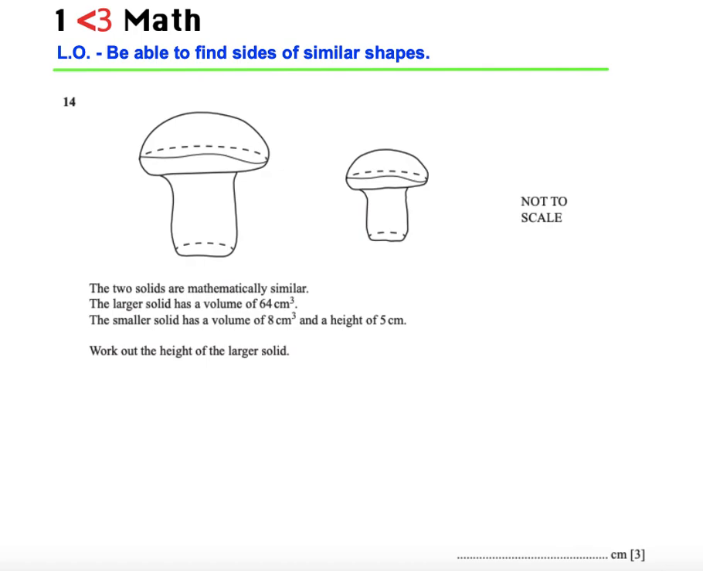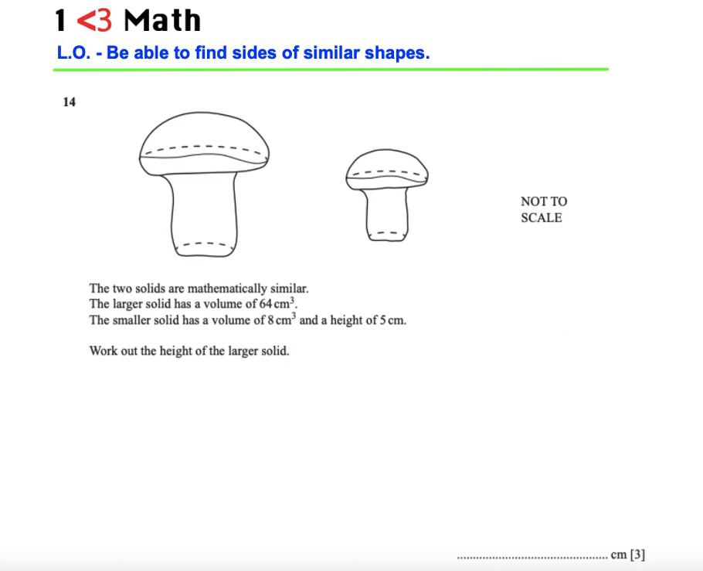The learning objective of this video is to be able to find sides of similar shapes. And we've got an exam question taken from an IGCSE extended paper, and it involves two solids which look a bit like mushrooms, which are mathematically similar. The largest solid has a volume of 64 centimeters cubed. The smaller solid has a volume of 8 centimeters cubed and a height of 5 centimeters. And you have to work out the height of the largest solid. So if you want to have a go at this question, please pause your video now and then I will go through the solutions.